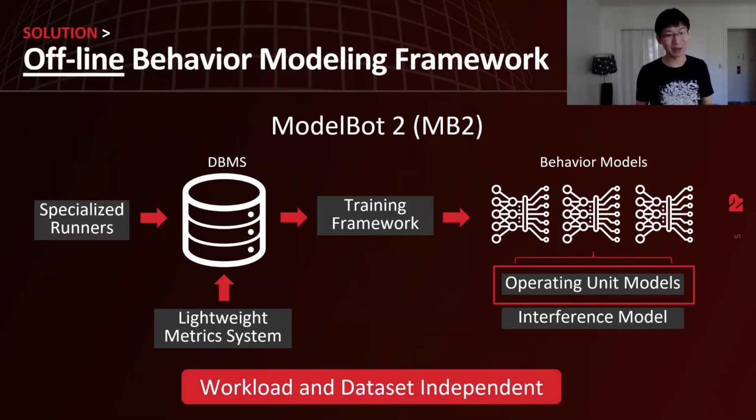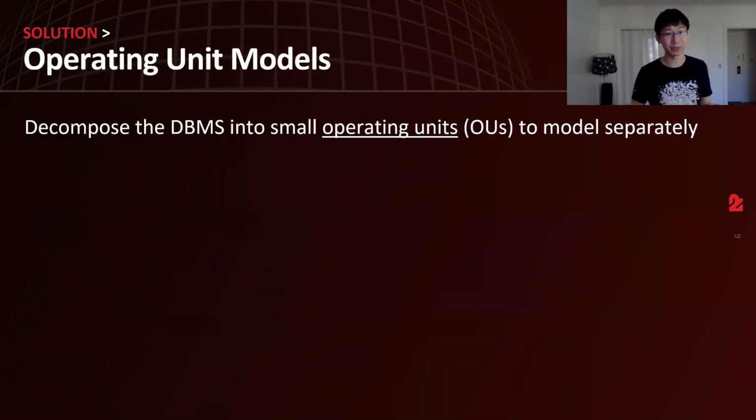Now, I want to go into a little bit more detail on the operating unit models. The operating unit models really represent MB2's core idea, which is to decompose the complex DBMS functionality into small and independent operating units, or OUs, to model separately. The main benefit of this is that each model is low dimensional, does not require a huge amount of training data to train, and is also friendly to interpret and debug.